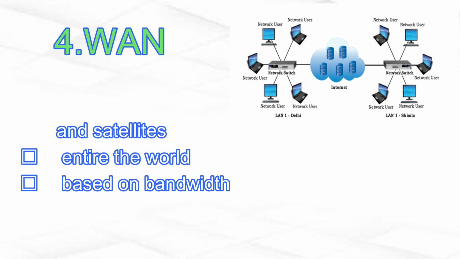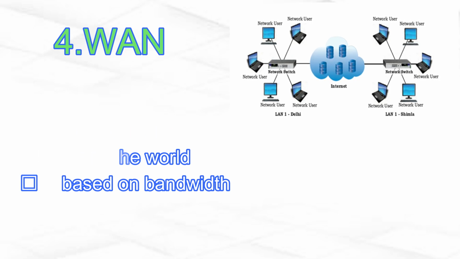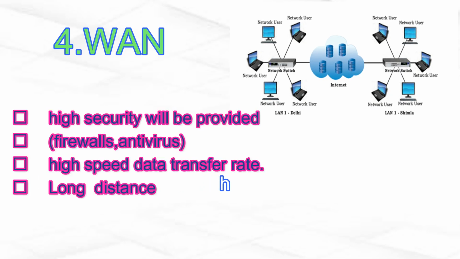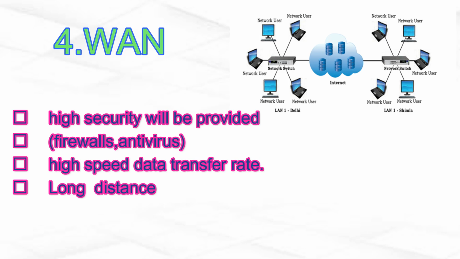The advantages of WAN are that the data transfer rate is based on our bandwidth, our speed, and high security will be there, but we have to maintain firewalls and antivirus software, and it covers a large distance. It means the entire world will be connected. So this is about WAN. WAN means internet.